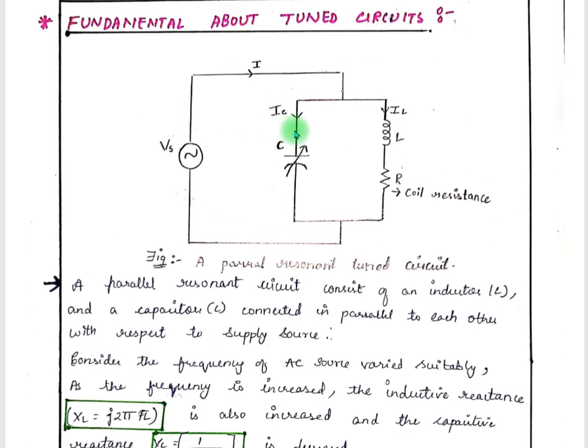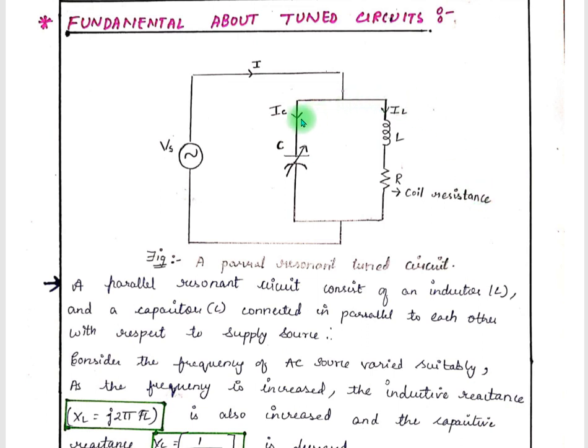As we can see in the figure, this is the variable capacitor, this is the supply source Vs, and L is the inductor. Here the resistor R represents the coil resistance. Its value is usually of the order of a few ohms, and therefore it may be neglected as compared to the impedance of the resonant circuit.